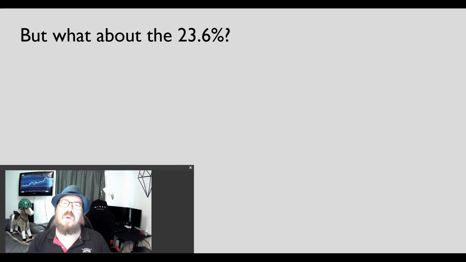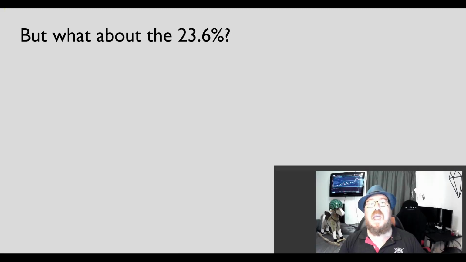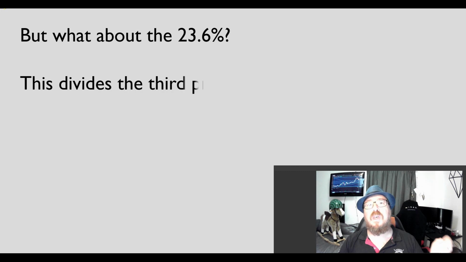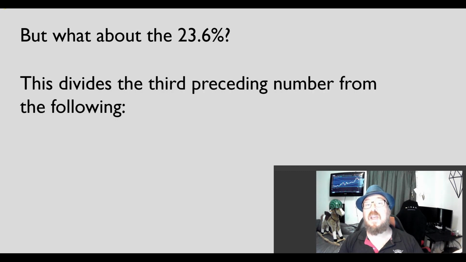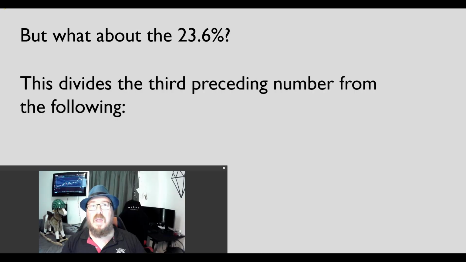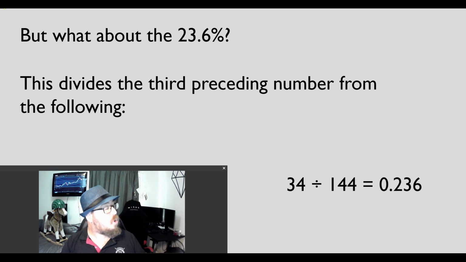Where does the 23.6% come from? This time we're just going to take the third preceding number instead of the second or the first. And this time it's going to be the 34 divided by 144, and that's going to give us the 23.6%. So that covers our three retracement levels, but where is the 78.6% or 76.4% coming from?